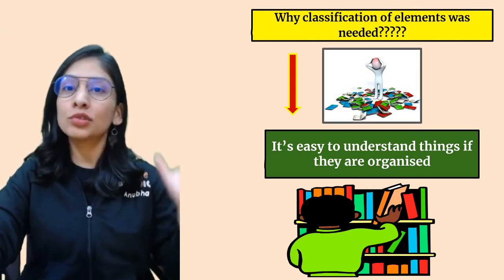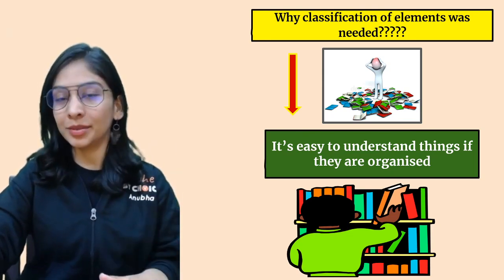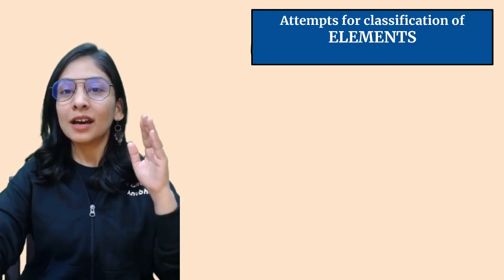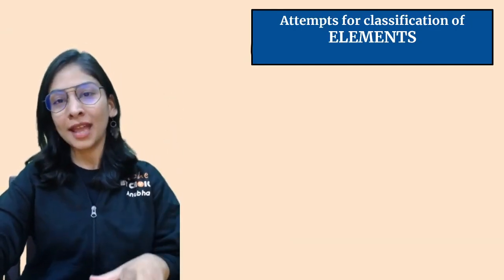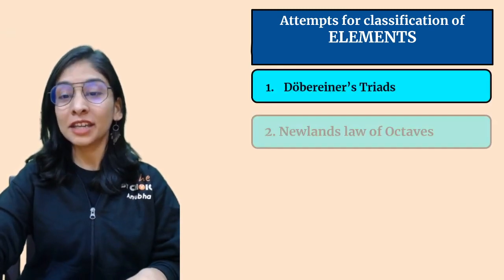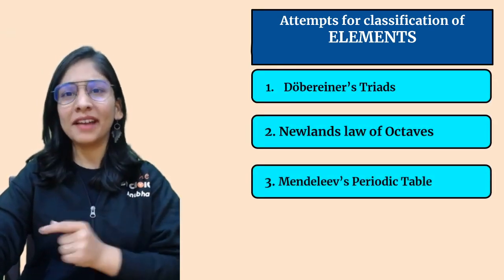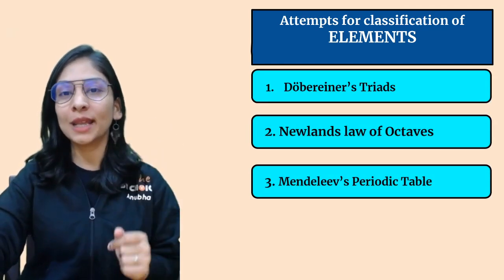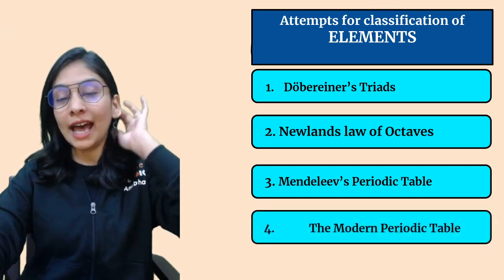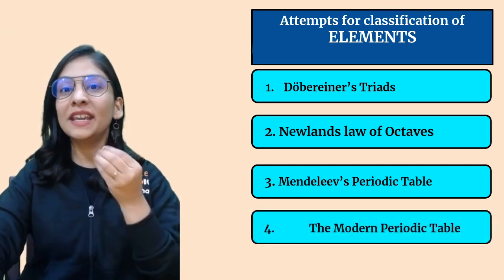These thoughts came to the previous scientists and they put their thoughts in terms of a table. So let's understand the different approaches of different scientists, more like the history of the periodic table, how it evolved with all of these laws. We'll revise it quickly: Dobereiner's triads, Newlands' law of octaves, as well as Mendeleev's periodic table. And the last one will be our modern periodic table, the most evolved one.